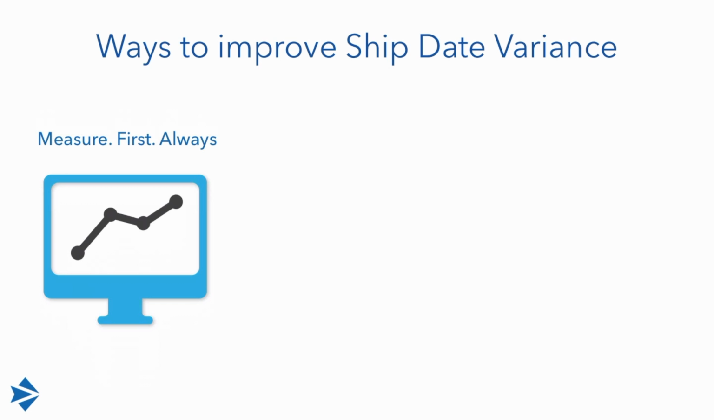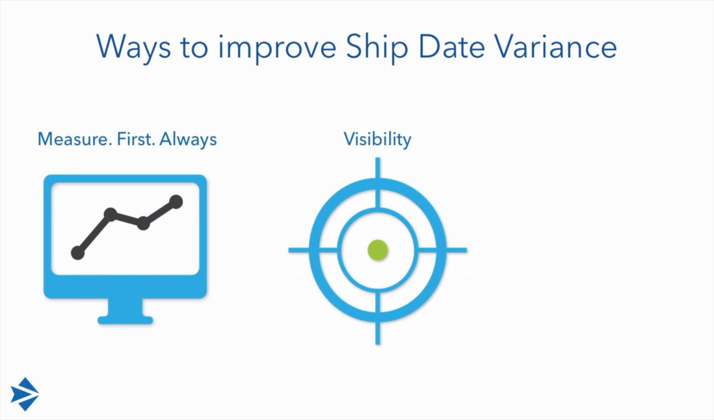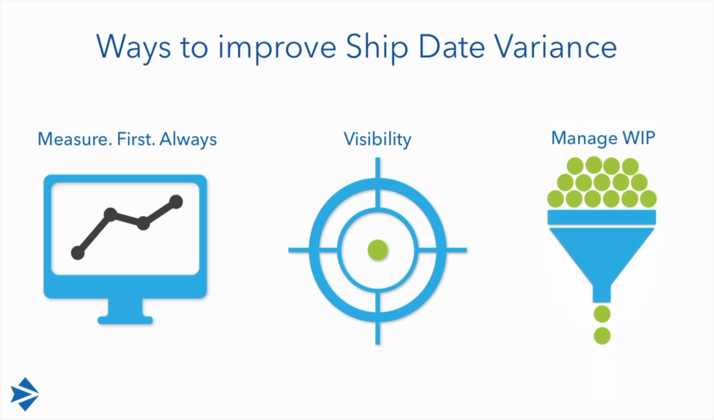So what are some ways to improve ship date variance? Measure. I mean, that's really the starting point here of this whole presentation, is being able to measure when you have these variances between when you wanted to release something and when you actually did release something. And visibility is key to that. You need to be able to have a window into what's happening in your artwork management process so that you can tell when things are going to miss dates. And then lastly, related to visibility, is being able to manage your work in process and being able to track where everything is at any point in time.